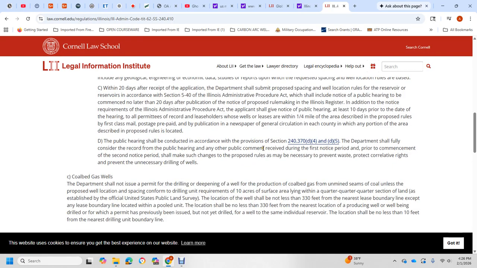The public hearing shall be conducted in accordance with Section 243.7 (d)(4) and (d)(5), with the department fully considering the public comment from the hearing, with the receipt of the first notice prior to commencement, and the second notice of the source of the change of the proposed rule, as necessary to prevent waste, protect correlative rights, and prevent unnecessary drilling of wells.